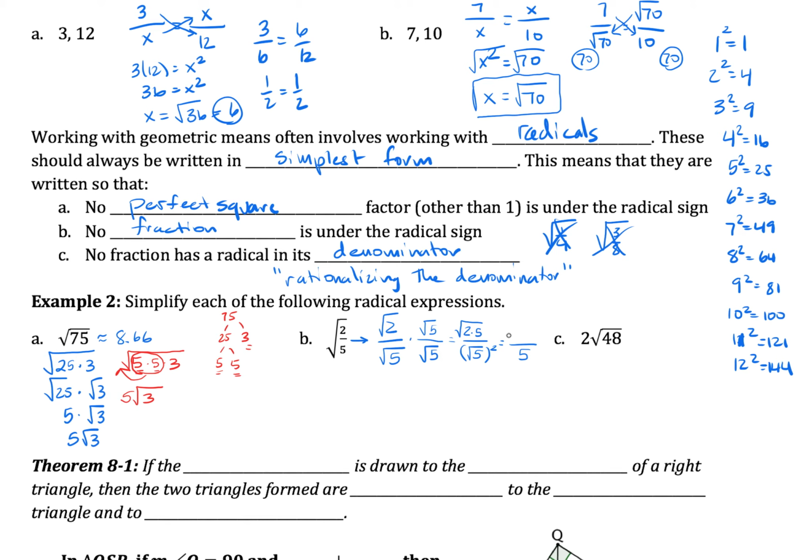So the square root of 2 times 5 is the square root of 10. And so the square root of 10 over 5 is my simplified version of the square root of 2 over 5. Now again, I can grab my calculator and check this and make sure that I did it correctly.